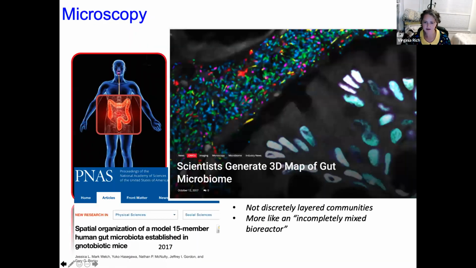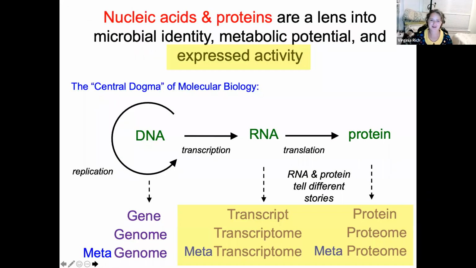Sorry, let me go back. And this is a great example. This group, Jessica Mark Welch and colleagues, a couple of years back generated this 3D map of the gut microbiome, and they saw that it was not discretely layered communities. It was like this incompletely mixed bioreactor. So this is just a flag that tools like microscopy are really helpful at these questions of what organisms are doing. We're not talking about those today though.